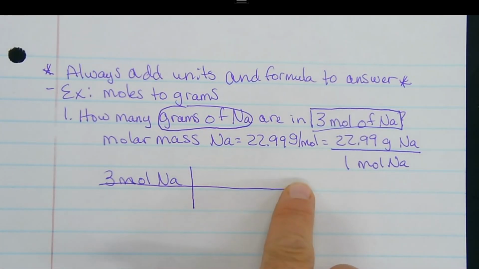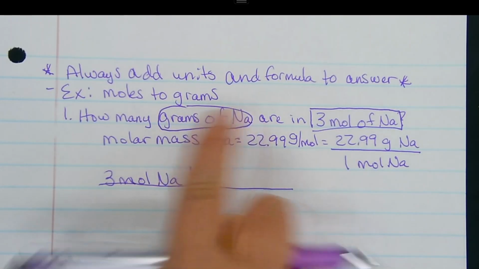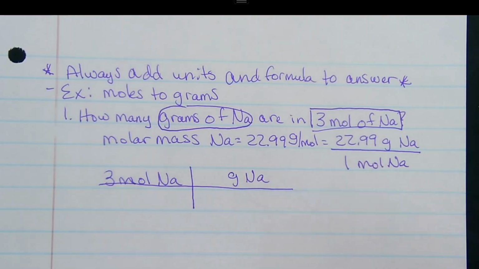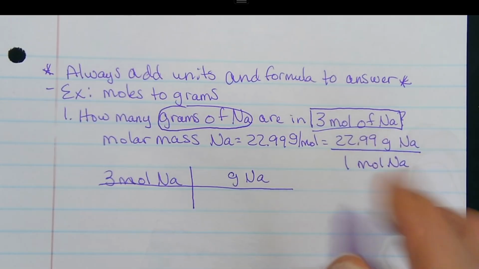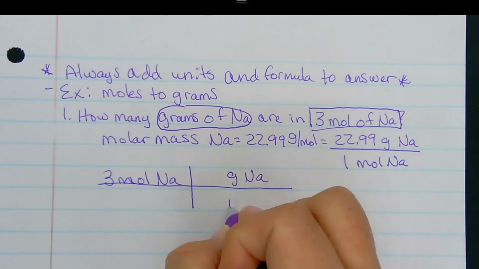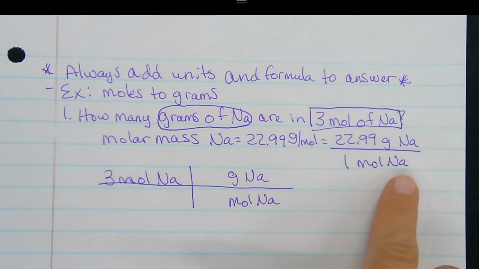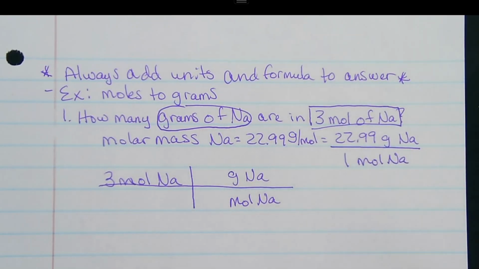On the top of our train tracks, we're going to write the units and formula of what we circled, or what we want. So I'm going to shorten it to grams of sodium. Notice I'm not writing a number. Then I'm going to write the units and formula of my given, which is over here in my box, moles of sodium. Now I'm going to add my numbers. You get your numbers from this molar mass right here. This is why I wrote it out this way. Even though it's written this way, it still is the same thing written this way.